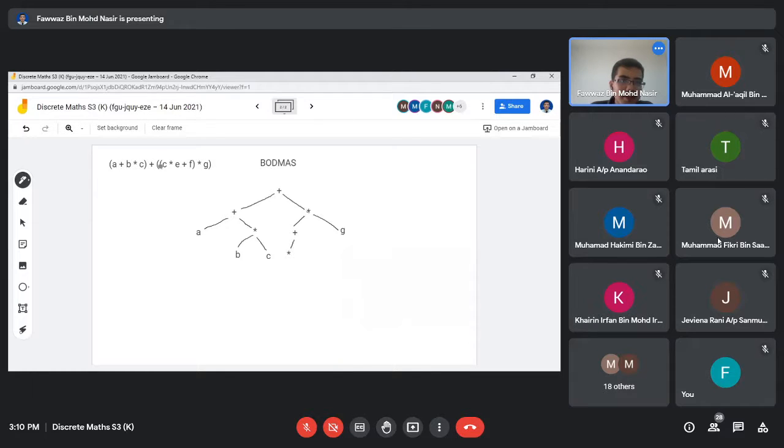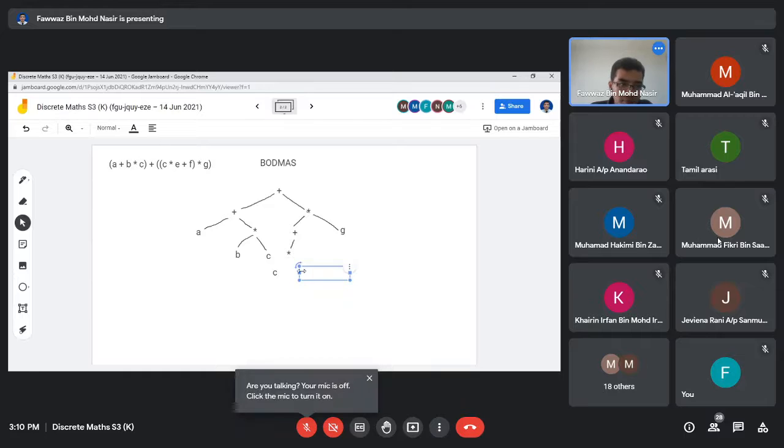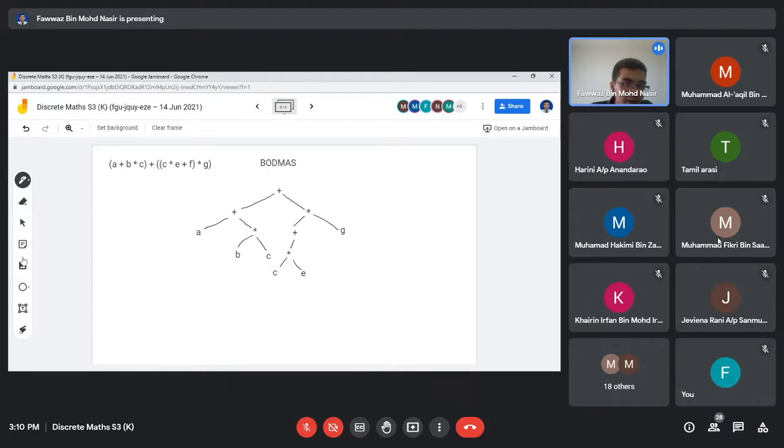So C and E. C and E just place below multiplication operator tu. So connect all these two nodes together. Then kita ada F. So F sebab dia sebelah kanan plus, so kita just letak F dekat sebelah kanan di sini. So we get our binary search tree for this algebraic expression. So boleh kan? Ada apa soalan?